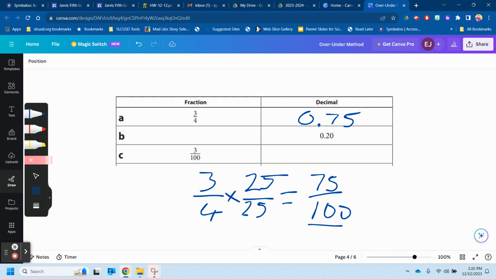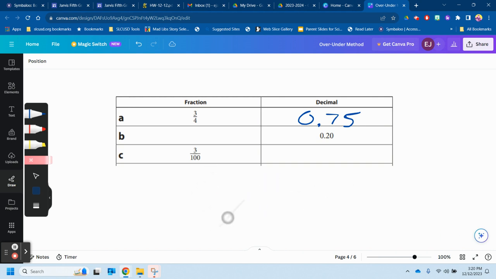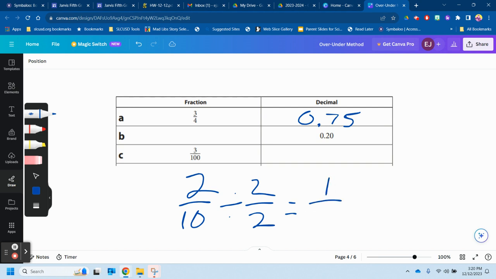Okay, let's take a look at this. We have 20 hundredths, or you could simplify and think of this as 2 over 10. I can simplify this by dividing by 2. They're both divisible by 2. 2 divided by 2 is 1, 10 divided by 2 is 5. I'm not changing the value. So this is going to be 1/5.